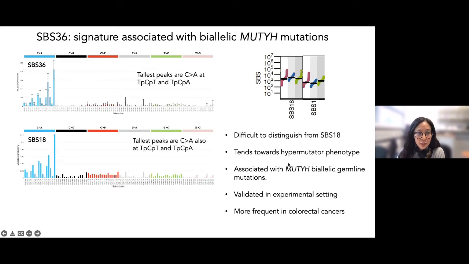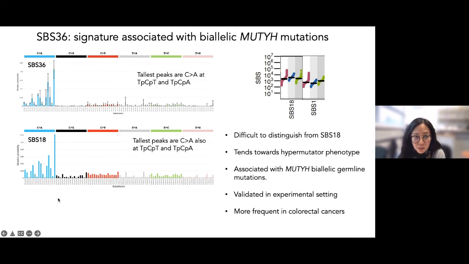Okay, and now we're going to SBS36. I'm conscious we're in the last few minutes of the talk. SBS36 is a signature that's been associated with biallelic MUTYH mutations, again, because this is a germline community, and many of our germline geneticists have actually reported this. The main reason I wanted to highlight it is because it looks very similar to SBS18.